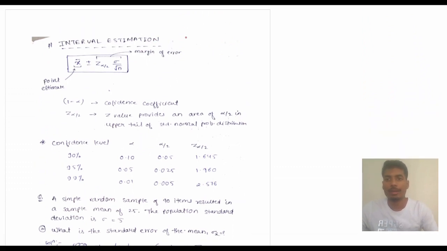Now see here, interval estimation. In interval estimation, see this equation: x bar plus minus z alpha by 2 sigma by under root of n. This x bar is known as point estimation, and this full term is known as margin of error, z alpha by 2 sigma by root n. And 1 minus alpha is known as confidence coefficient, and z alpha by 2 is known as z value, which provides the area of alpha by 2 in the upper tail of the standard normal probability distribution.